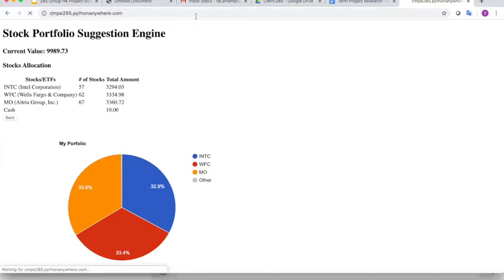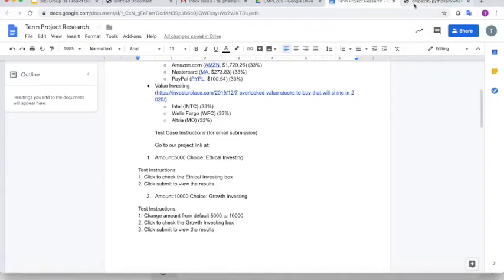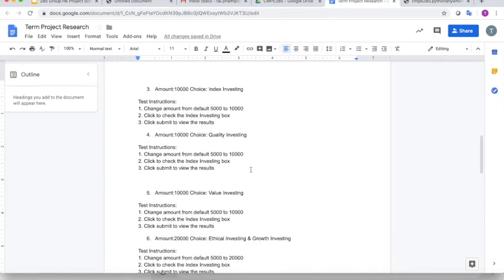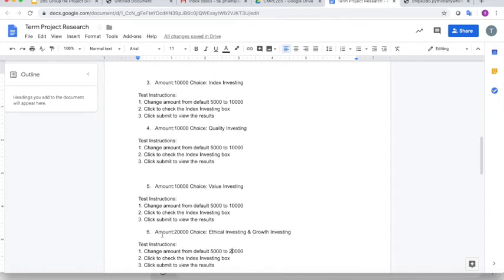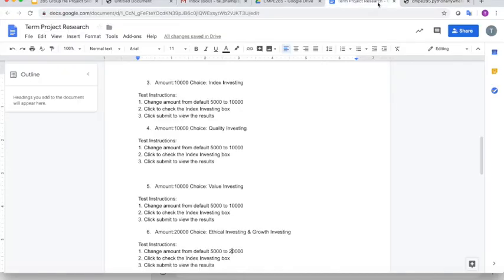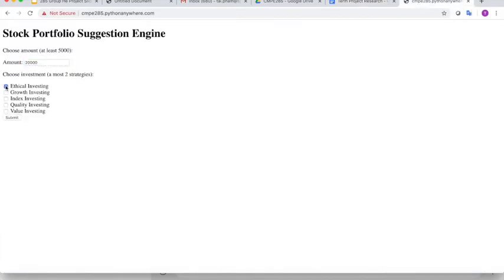Now again, I will go to our page, and we will try the next test case, number 6. In test case number 6, we have the amount of 20,000, and here we will try 2 different investing strategies, which are ethical and growth investing. So again, we will change the amount to 20,000, and then we choose the 2 different strategies, ethical and growth, and then we click submit.